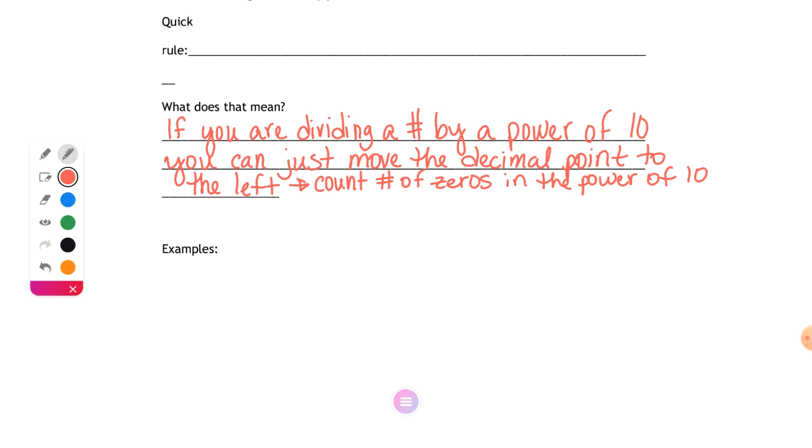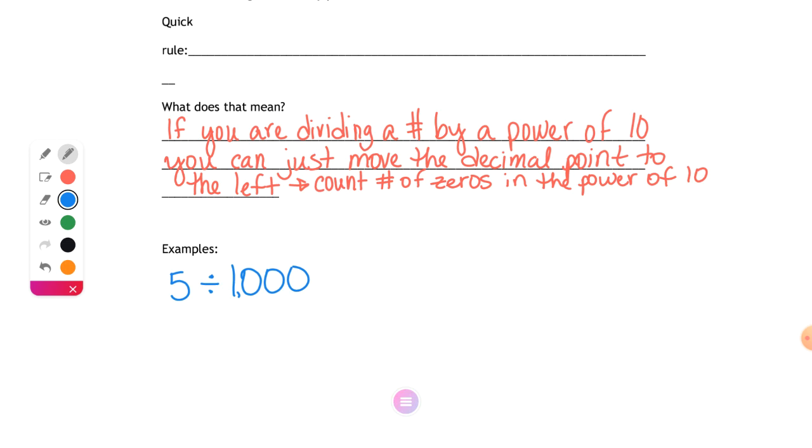Okay, so let's do some examples now that we're actually going to show our work and work through. So number 1, let's do 5 divided by 1,000.